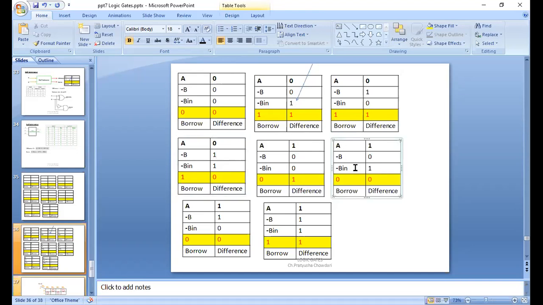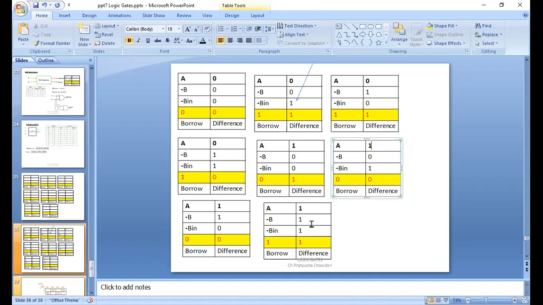Next, A minus B is 1 minus 0 minus 1. 1 minus 0, the difference is equal to 1. So 1 is the difference here. 1 minus 1 again, difference 0, borrow 0. Next 1, 1, 0. When you subtract 1 minus 1, the result is 0. 0 minus 0 is 0. You don't need a borrow. Next 1, 1, 1. 1 minus 1 is 0, 1 minus 1 is 0.